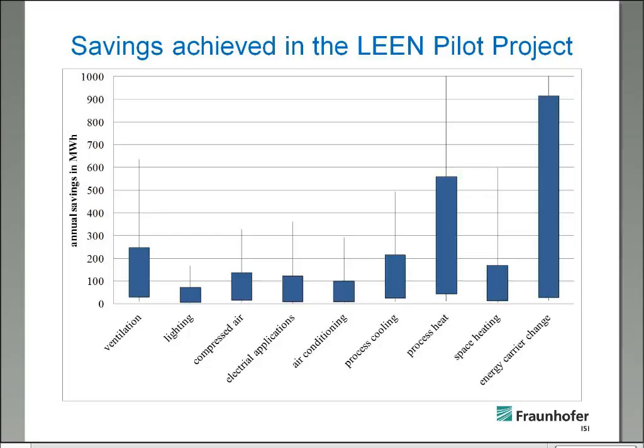Now, here a view on the savings achieved in the LEEN project and the spread here in terms of annual savings in megawatt hours. And you see that quite a large saving is achieved through energy carrier change. This is the column here on the right-hand side. But also, interestingly, process heat is another focus, ventilation, space heating, and then across all of the other saving technologies, quite important savings are typically achieved here.